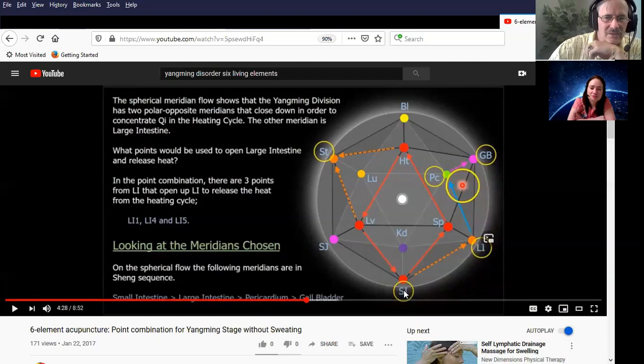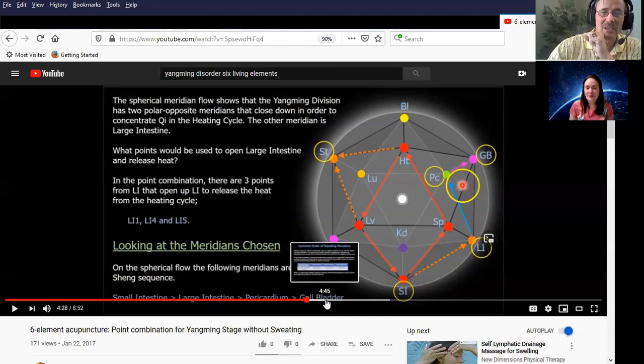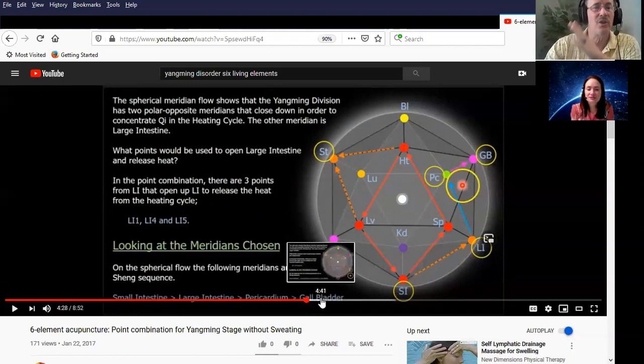Okay, so we're going to look at this pathway from small intestine to large intestine to pericardium to gallbladder. You see this pathway where the energy wants to flow. In order to get the energy to flow through that pathway, you have to open up large intestine. Pericardium will not receive any energy if large intestine is closed. So you need point combinations that are going to open up this pathway from small intestine to the large intestine, unblock the large intestine, and then that energy can flow to pericardium and then to gallbladder. So you want to open up this path. You see a pathway that has to go through the large intestine. So now we want to open up that pathway.